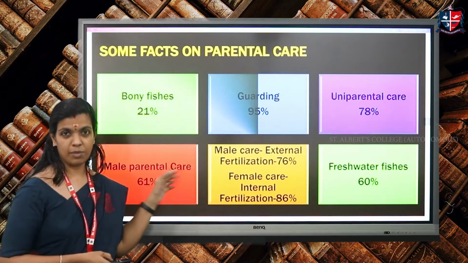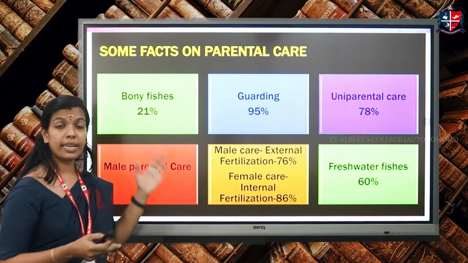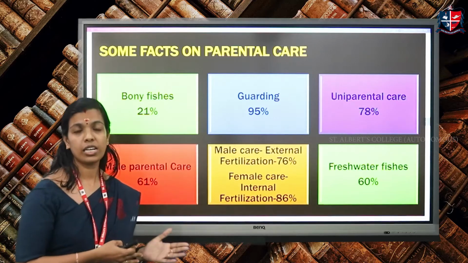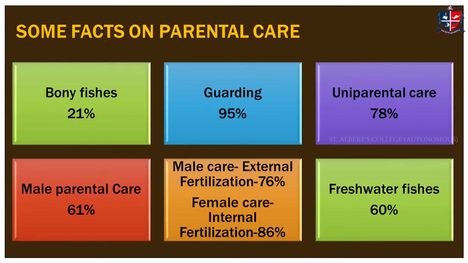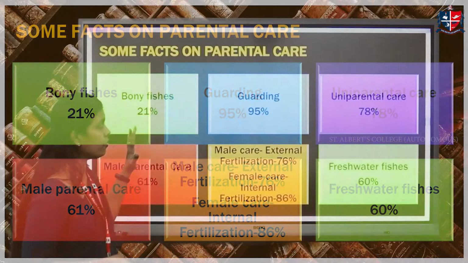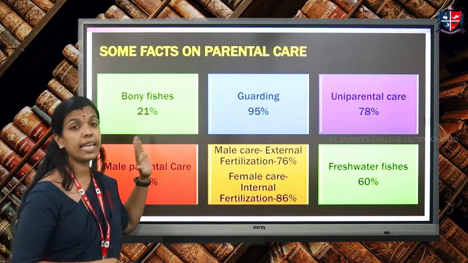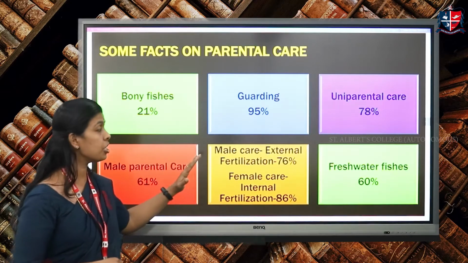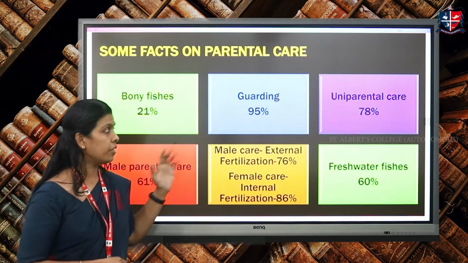Now these are some of the facts about parental care. And you might know the actual classification of fish. There are the bony fishes and there are also the cartilaginous fishes. When we come to the bony fishes, 21% of the bony fishes do exhibit parental care. Among the forms of parental care, guarding is the most commonly exhibited among the fishes, almost about 95%.